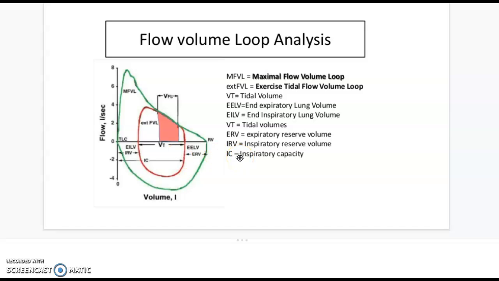Okay. Flow volume loop analysis. This is actually better to see. I should have put it on this slide first. Again, the green is your maximum flow volume loop. This red one is your exercise tidal volume flow volume loop. Your tidal volume for exercise is from the EILV to the EELV, and then we're going to compare the portion of that that lines up with the expiratory limb of our maximal flow volume loop. And that's going to give us some important information here.